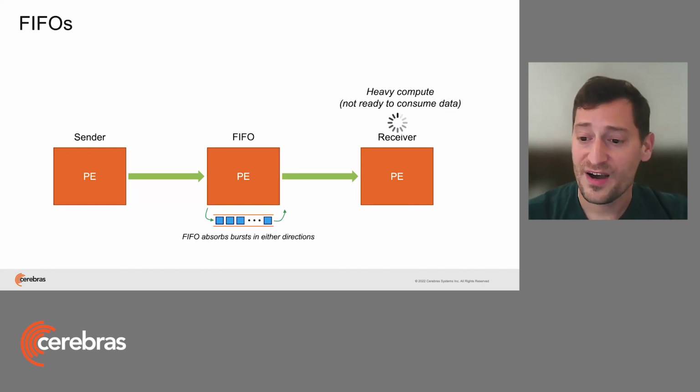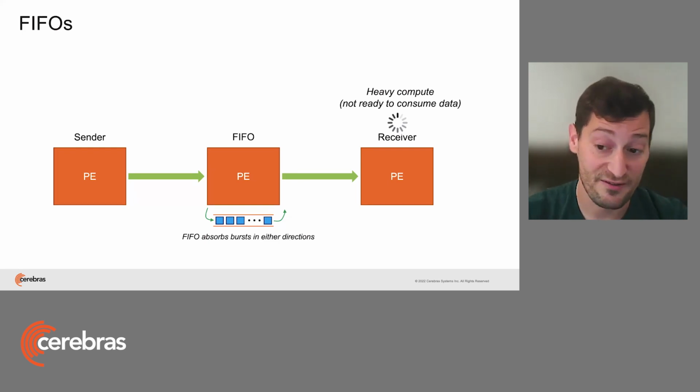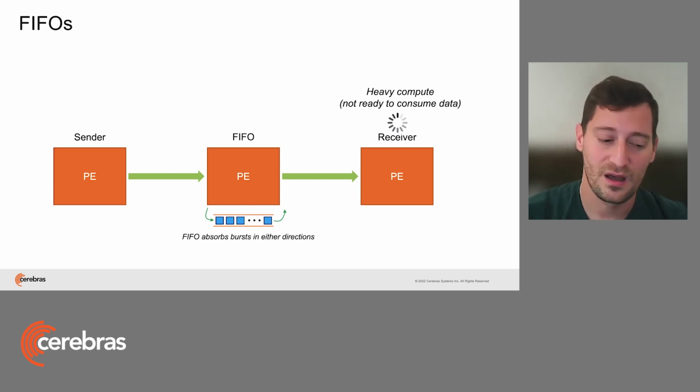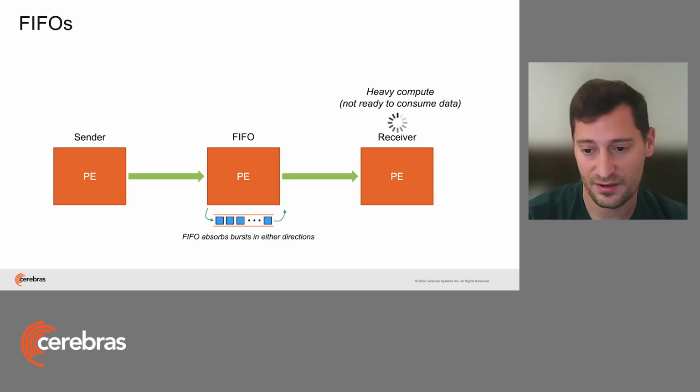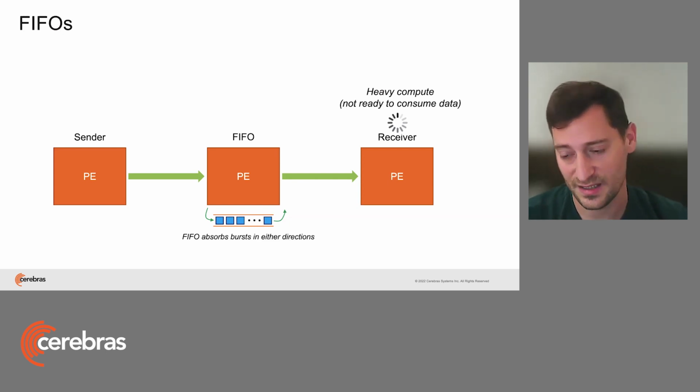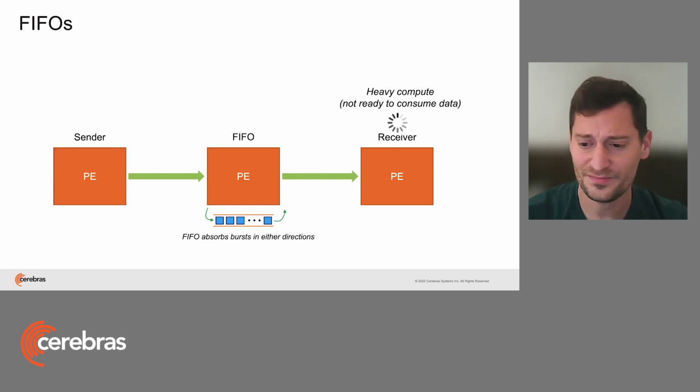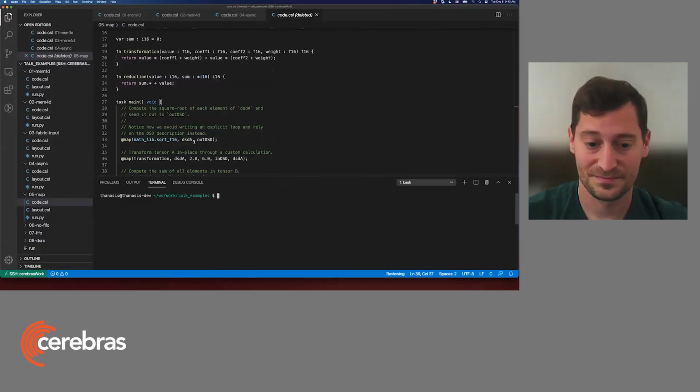So with FIFOs here, we can use the entire memory of the FIFO PE in the middle to buffer elements and fully overlap communication and computation. So FIFOs can act as arbitrary sized buffers that can absorb bursts in either receiving or sending directions. So let me show you an example of that.